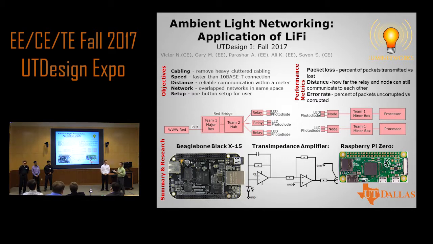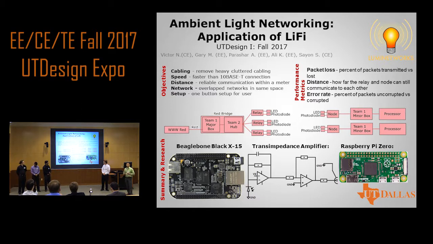Our objectives for this are to reduce the cluttering of cables, have speed faster than 10BASE-T, have a distance of about 1 meter just for the scope of this project as of now, and the network should be able to communicate with multiple other networks. So let's say a red network, black network, blue network. And so these overlapping networks should communicate effectively with each other. Our setup should be pretty simple. All you have to do is press the reset button.